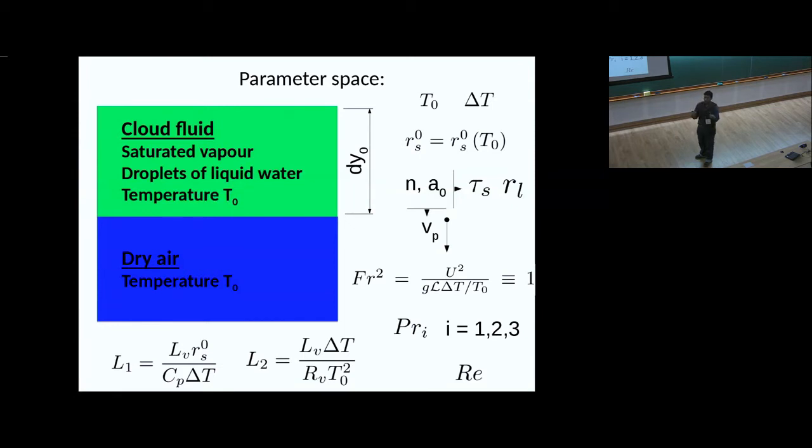Tau s is a time for phase change. So if you have slightly supersaturated vapor, how fast will it come to equilibrium? That's what tau s gives you the scale of. It happens exponentially. Tau s is the time scale for that. Vp is how fast your particles are settling, and RL is the mixing ratio, which is like a density of water vapor or of liquid water in your cloudy air.